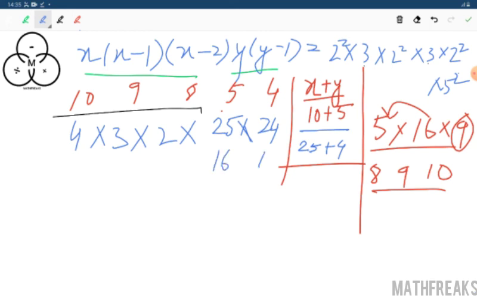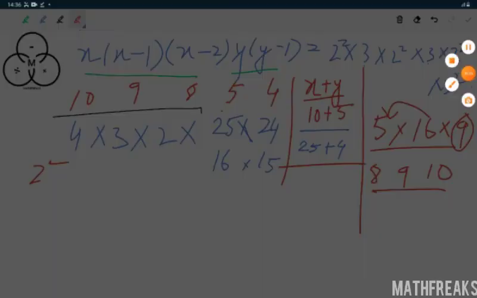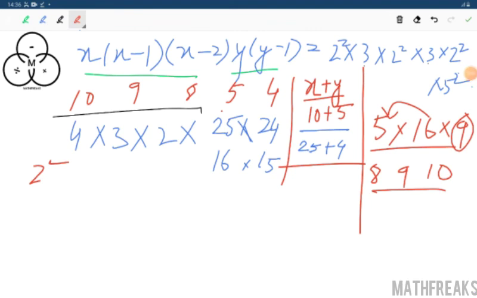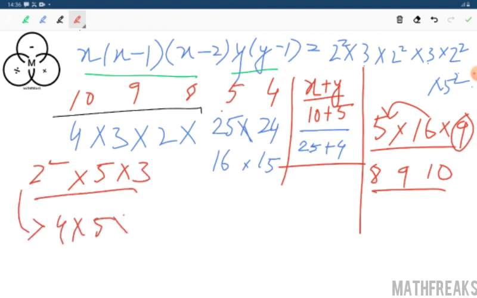16 is possible, 15 is possible. So 16, 15. There we are left with 16. We are left with the 2 square. We are left with the 2 square and 5 and 3. This is what? 4 into 5 into 3, which can be written as 5 into 4 into 3.